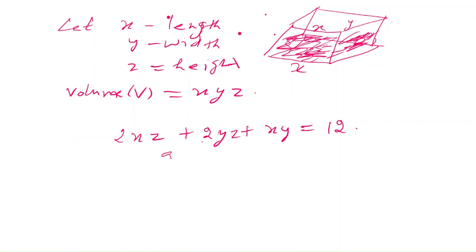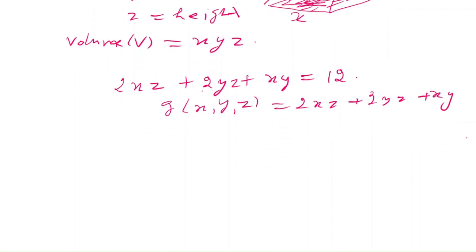So here g of xyz is of the form g of xyz equal to k, where k equals 12. So g of xyz is nothing but this one, 2xz plus 2yz plus xy. If we take it like this, that is enough. Then again by Lagrange multiplier method, using Lagrange multipliers.